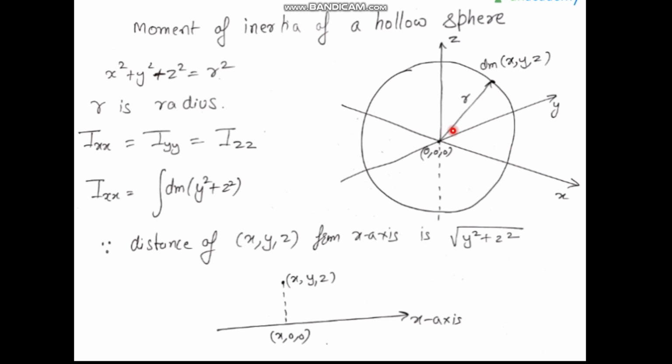For this dm, the coordinates are x, y, z. This is the x-axis. If I drop a perpendicular from x, y, z to the x-axis, the coordinates of that point will be x, 0, 0. On the x-axis, y and z reduce to 0. By the distance formula, this distance will be under root of y square plus z square. So the moment of inertia about the x-axis will be dm into r square, where r is to be taken as root y square plus z square. So the moment of inertia about the x-axis will be the integration of dm into y square plus z square.